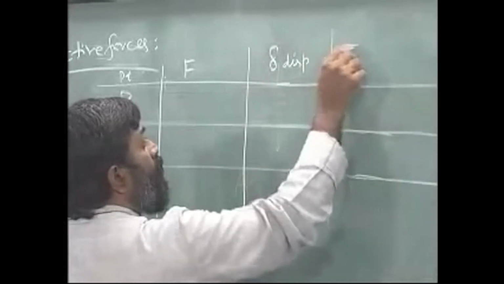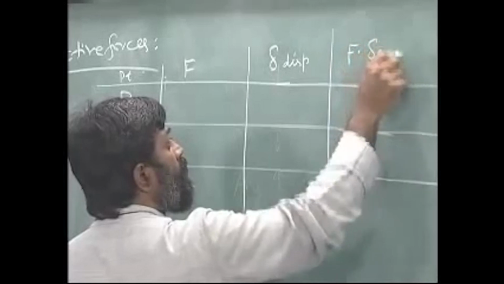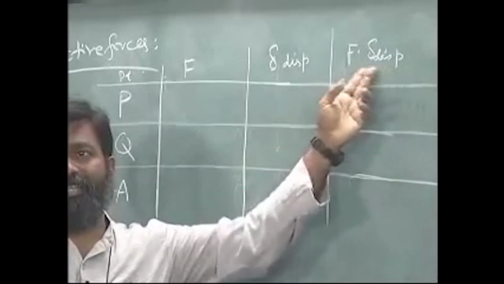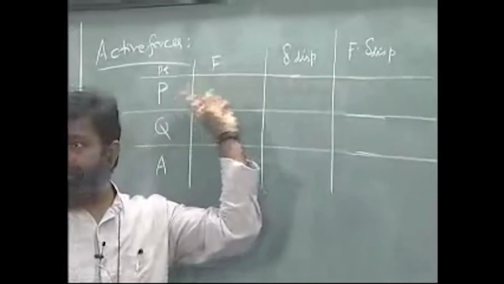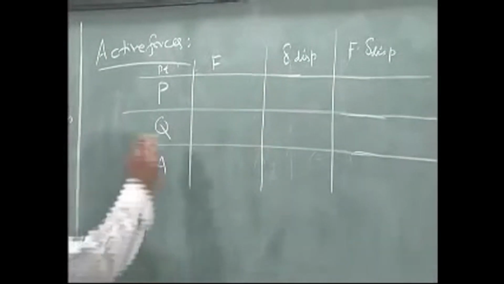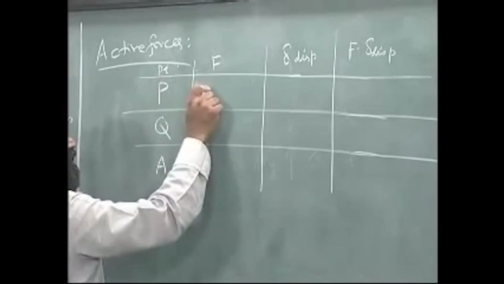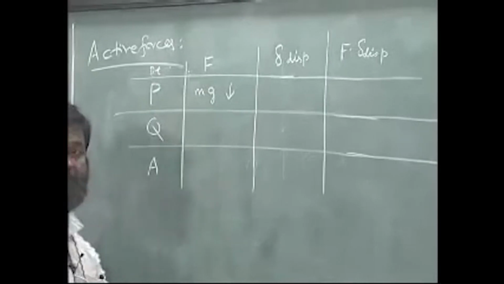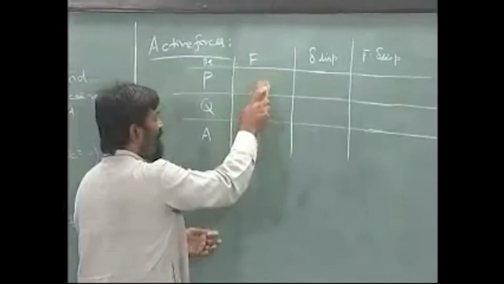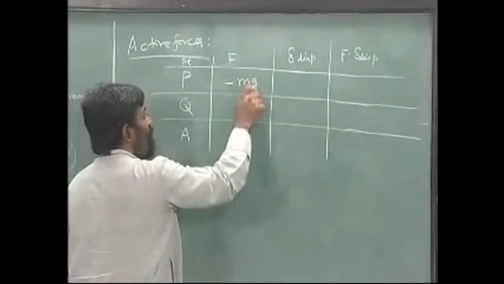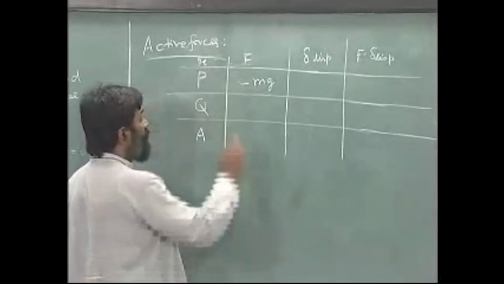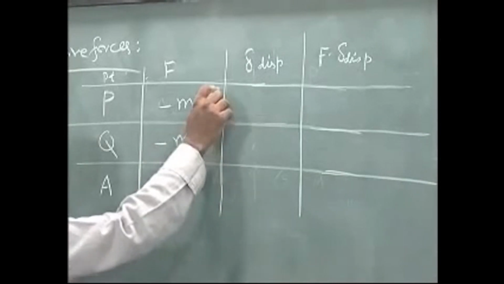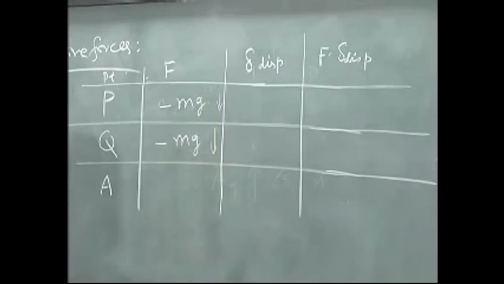Then I will do an F dot delta displacement. Okay. Remember, I am just going to do a multiplication here if I take the appropriate directions. At P it is mg downward. This can be written as minus mg because upward is taken as positive. Again here minus mg. Just to give you an idea, the directions are like this.